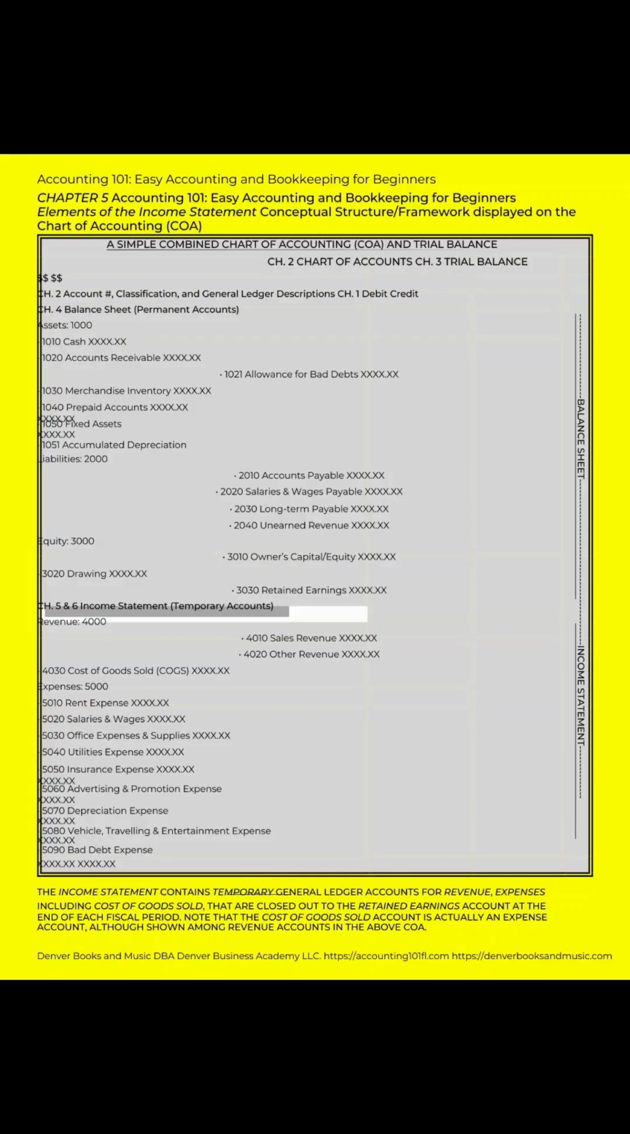This session is about concepts presented in Chapter 5, Elements of the Income Statement, and centers on the typical income statement or profit and loss format reported and published as part of a firm's annual financial statement.